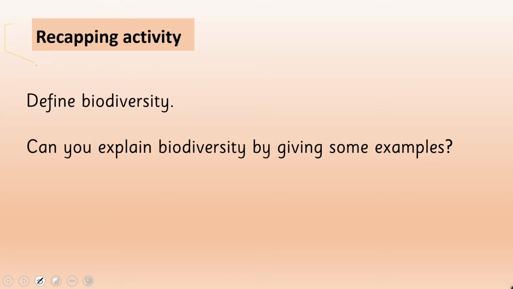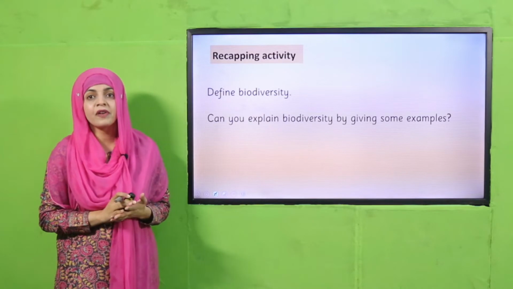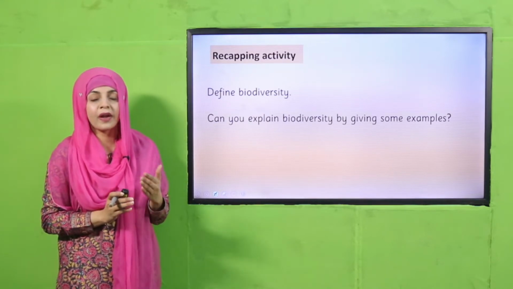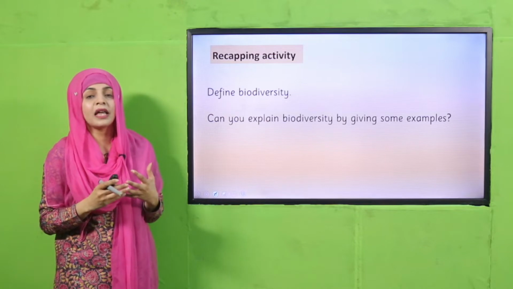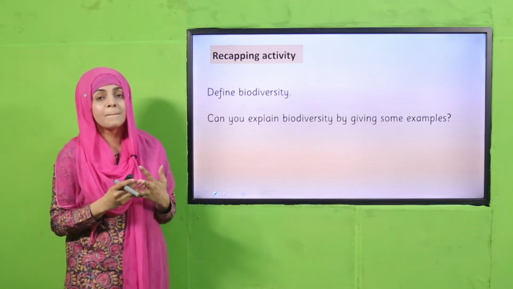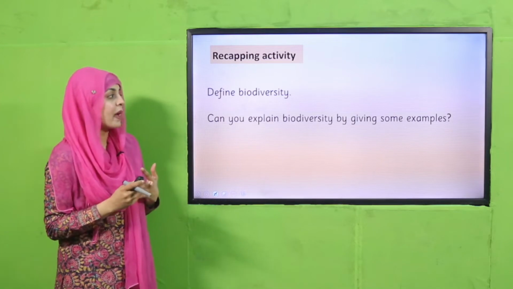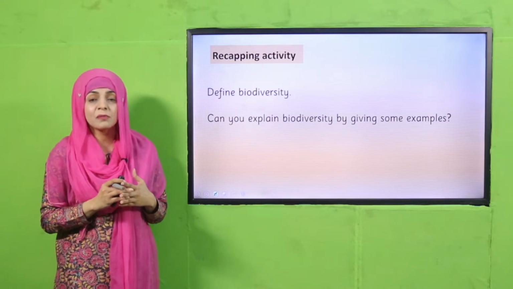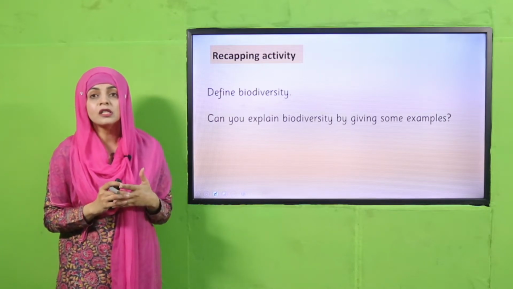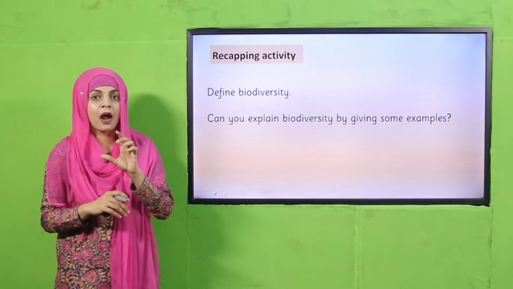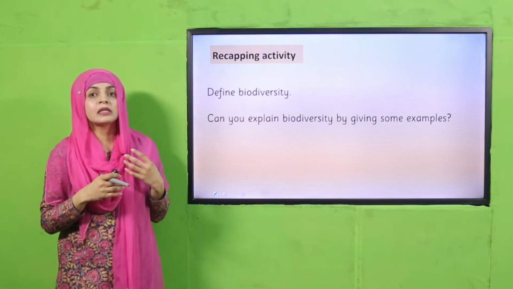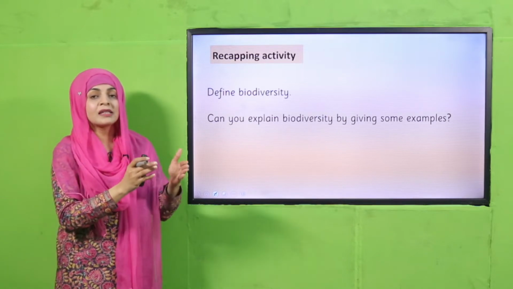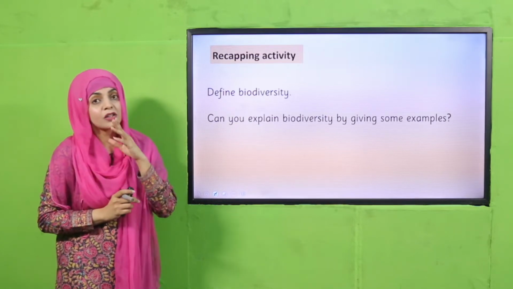So my dear students, let's quickly recap what we did in the previous lecture. Quickly tell me or define biodiversity. Bio means life and diversity means variety. So the diversity or the variety that we find in different life forms is called biodiversity. Can you explain biodiversity by giving some examples? In the previous lecture, we discussed that the jasmine flower has more than 200 species. It is the same flower, but it varies in its features. So that's why we categorize them in different species. So jasmine flower has 200 species.